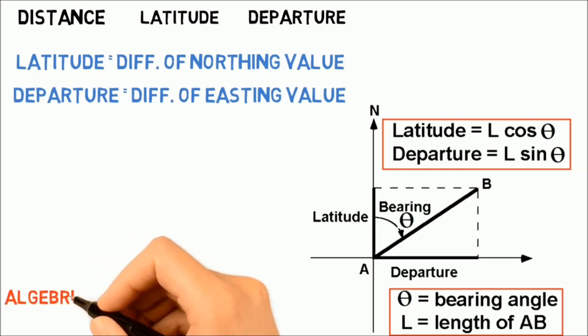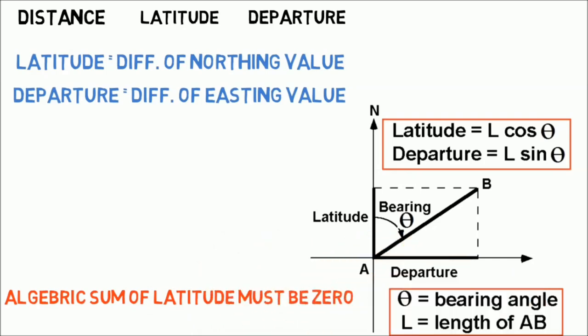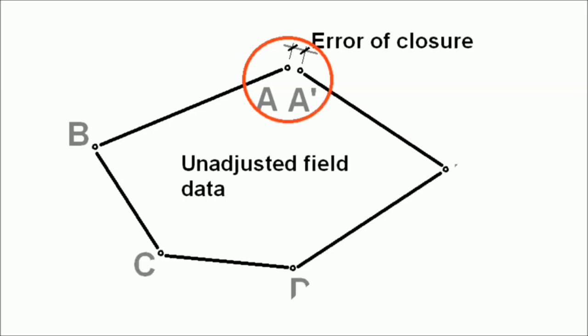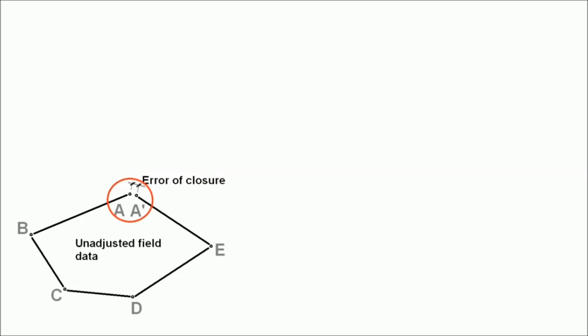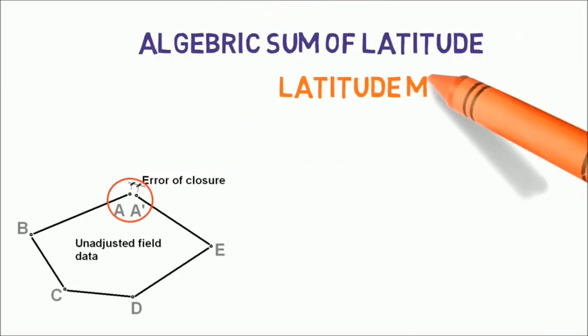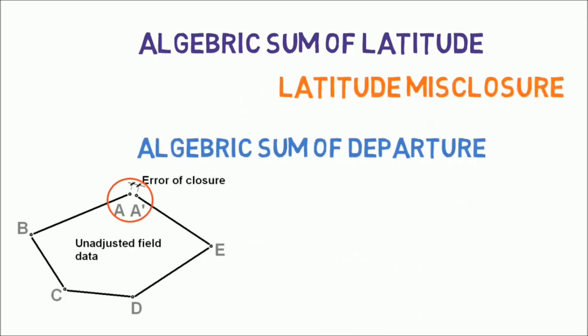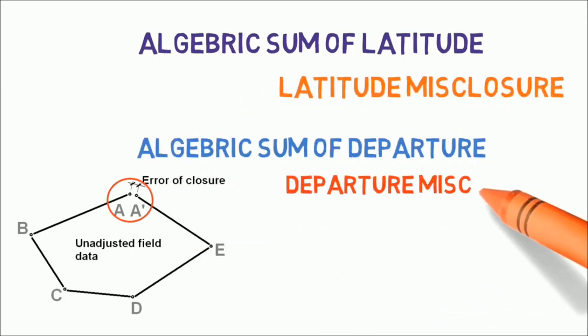The algebraic sum of latitudes in a closed traverse must be zero, and the same for the departures. But after the field survey, some misclosures are found in latitudes and departures. The algebraic sum of latitudes and the algebraic sum of departures are called latitude misclosure and departure misclosure respectively.